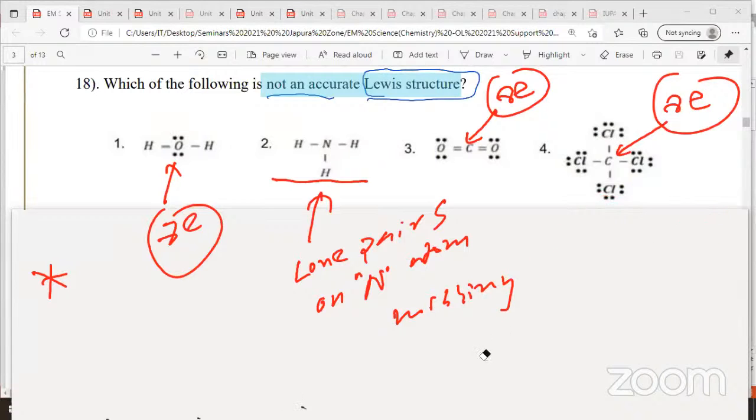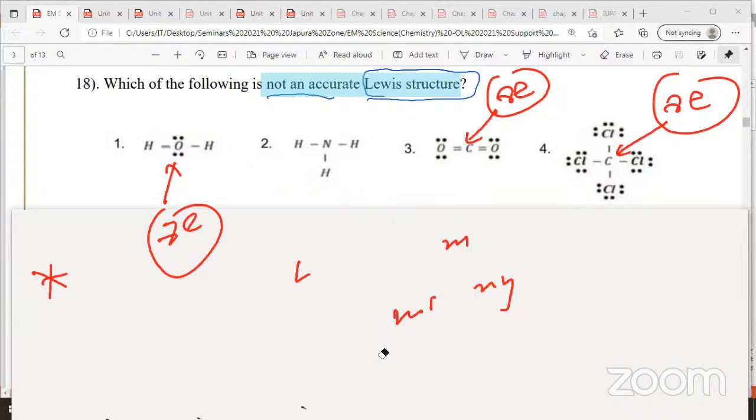Central atom has to reach octet, except hydrogen. Hydrogen only has 2 electrons. In all the others, when they form the Lewis structure, the central atom should reach octet. Can you all please write here? Here only 3 bonds means how many electrons around nitrogen? Look at the screen, everyone. Around nitrogen here only 6 electrons. That is why it's wrong. 6 electrons.